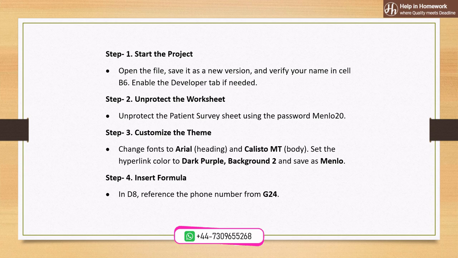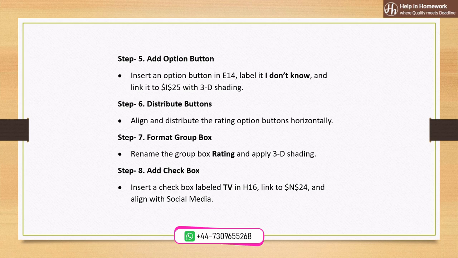Step 5. Add option button. Insert an option button in E14, label it I don't know, and link it to $I$25 with 3D shading. Step 6. Distribute buttons. Align and distribute the rating option buttons horizontally.